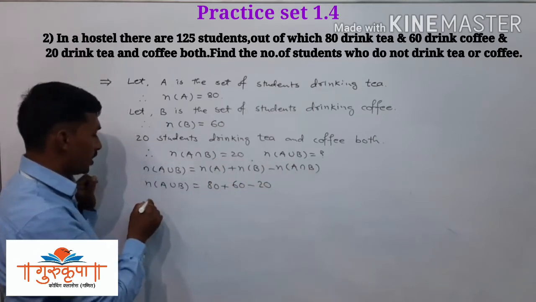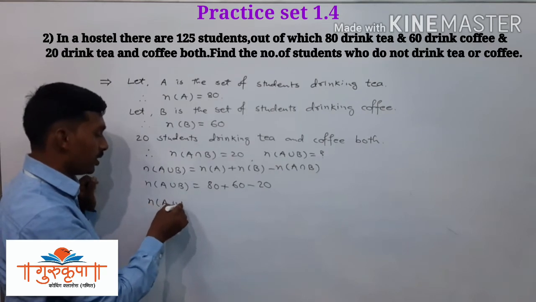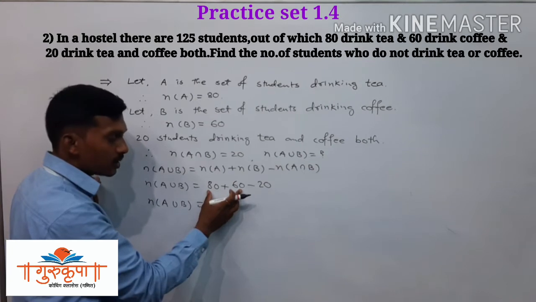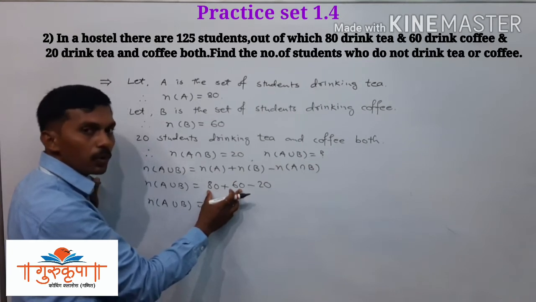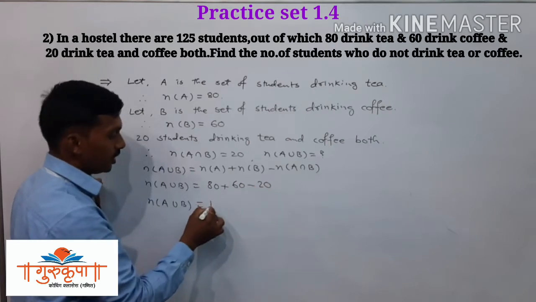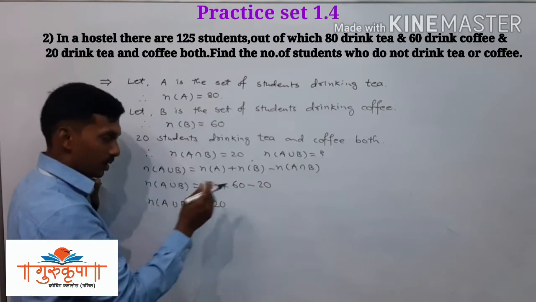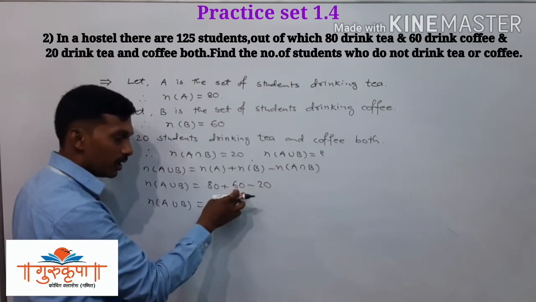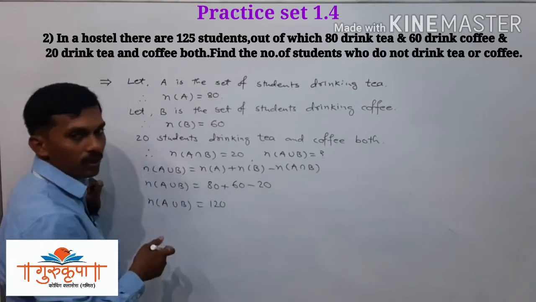Now simplify this and get the value of A union B. Number of A union B is equal to 80 plus 60, that is 140, and 140 minus 20, that is 120. Or simply you can take subtraction first. 60 minus 20 is 40, and then 40 plus 80 is 120.